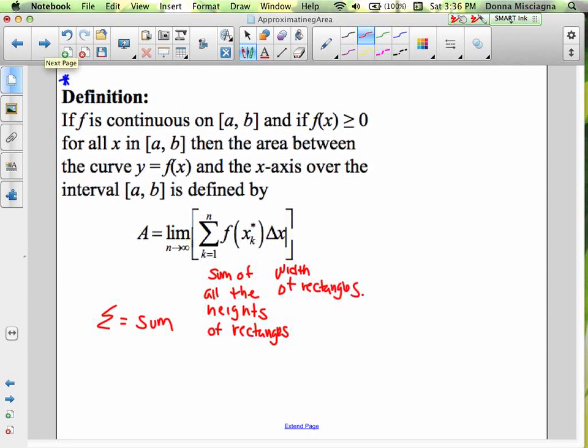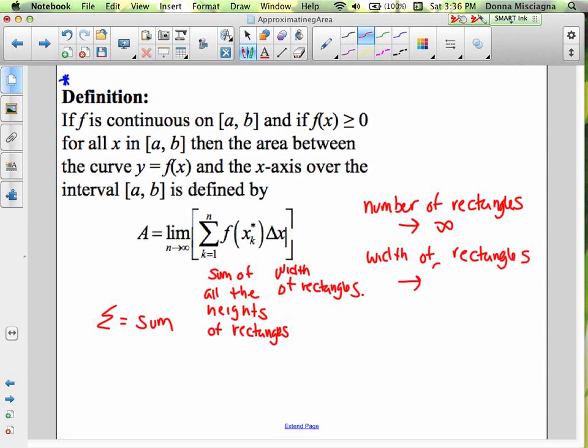So a little thought to ponder here. I'm not going to answer the question, but I just want you to ponder it. If the number of rectangles is approaching infinity, what's the width of the rectangles approaching? Just something to think about.